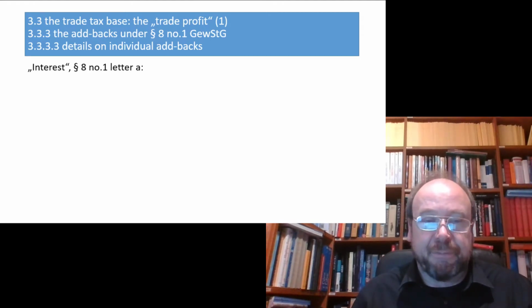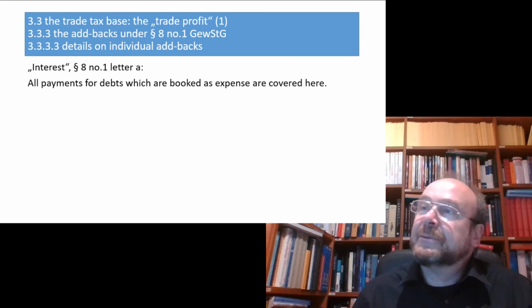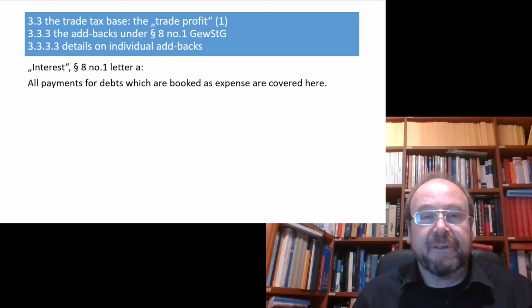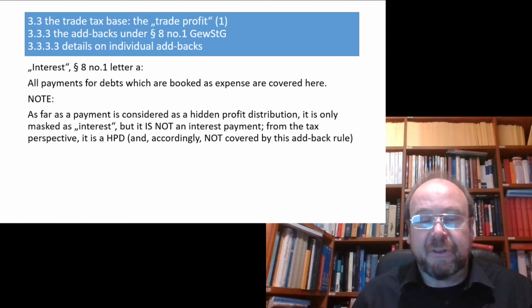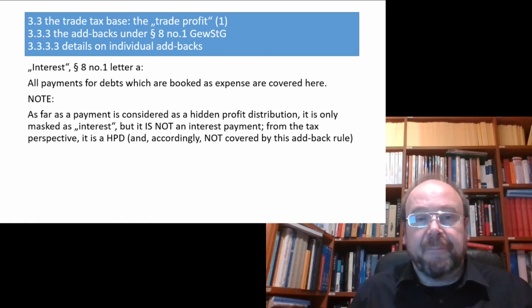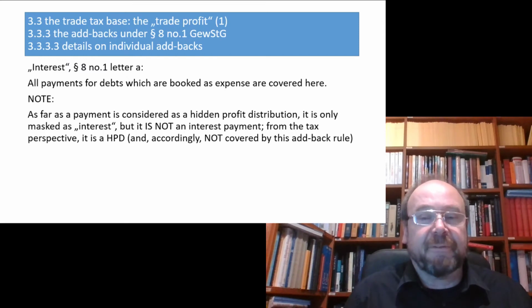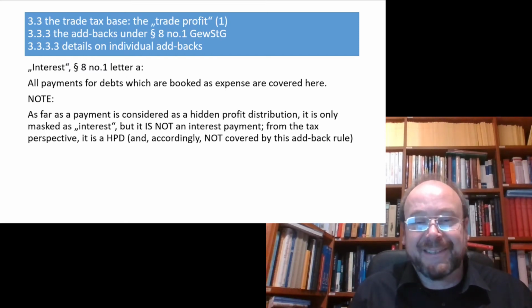Interest is everything which you pay for debts, and so the law even describes it in a neutral way as every remuneration for debts. If it's expense, naturally payback of a credit, the payback amount is not an expense. You get rid of a liability, so it's neutral. That is not added back, but only the interest expense. Interest must be interest, so if something is just masked as interest, but in reality a hidden profit distribution, you can't add it back as interest.